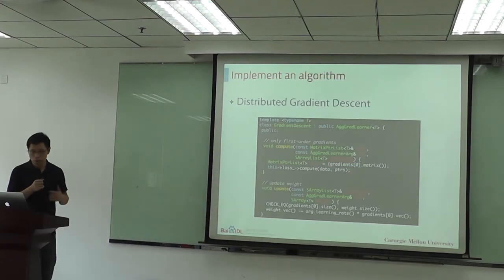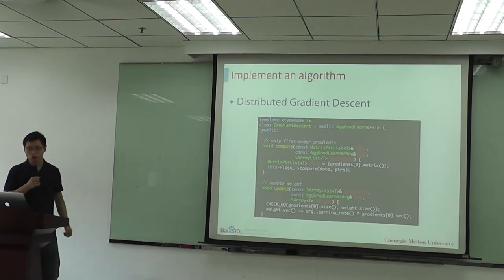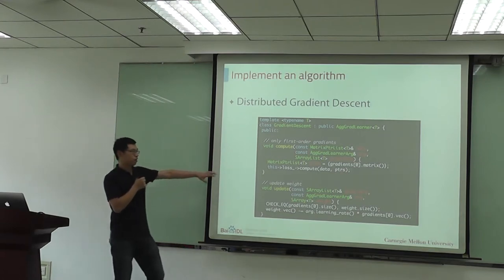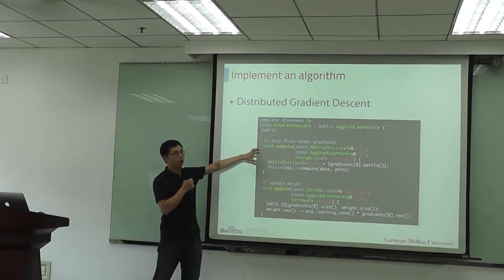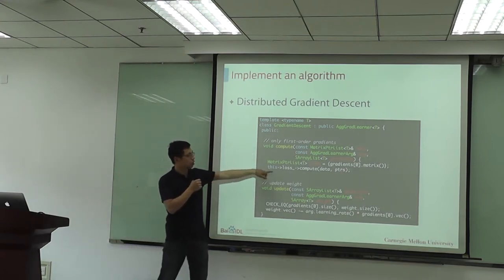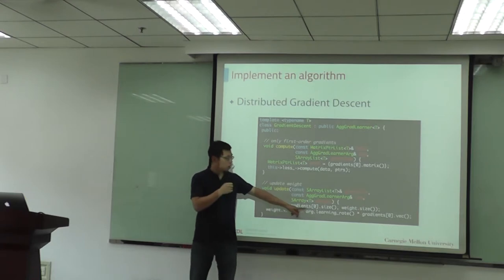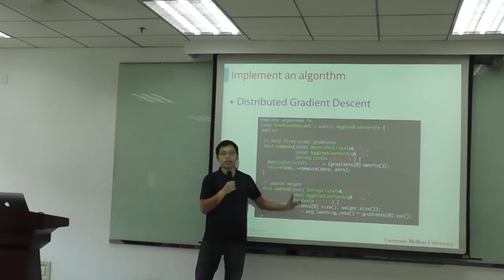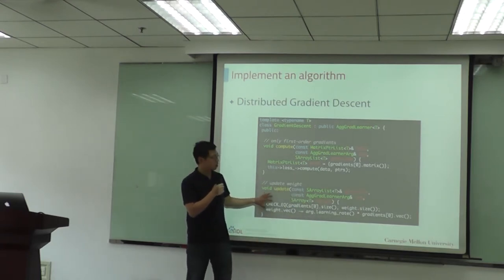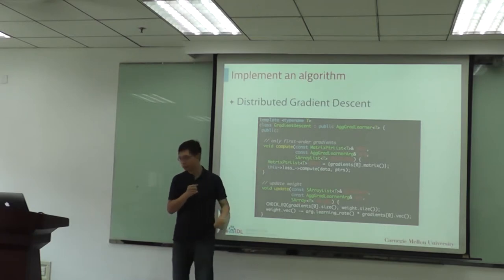If you want to implement the previous gradient descent we discussed earlier, what you can do is very simple. First, you have to compute the gradient, that is, the loss computes the gradient. And how to update? That is, the weight is minus the learning rate times the gradient gathering. So this runs on the server, and this runs on the workers.